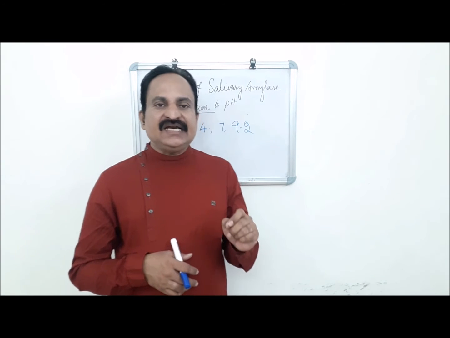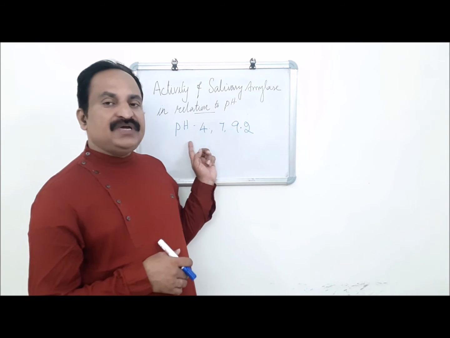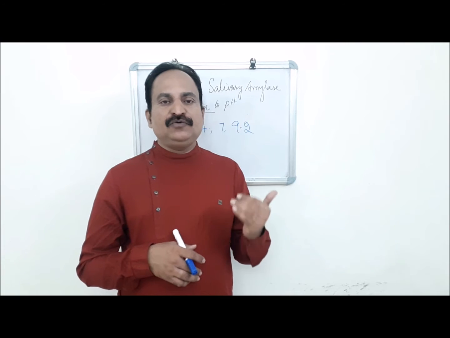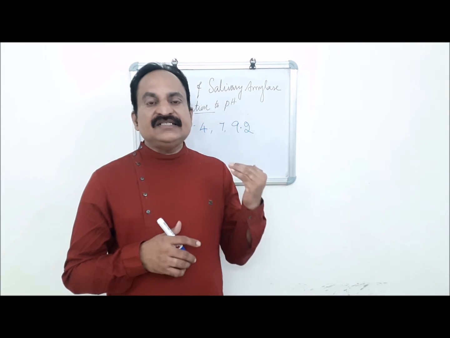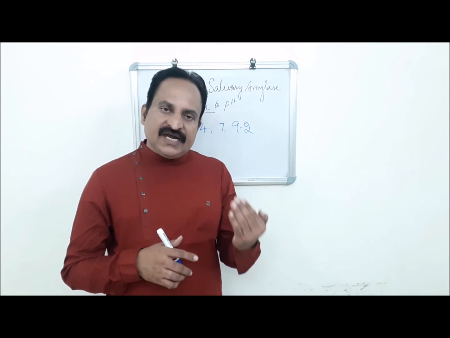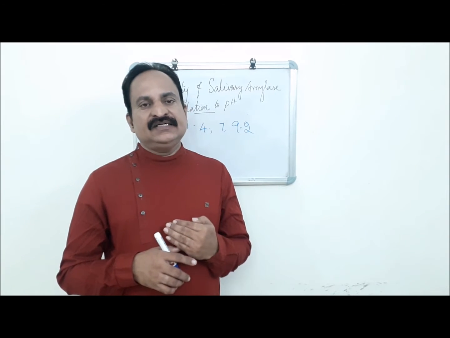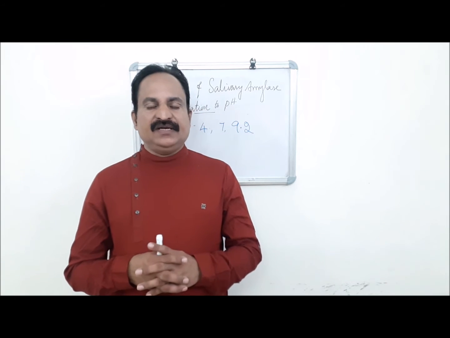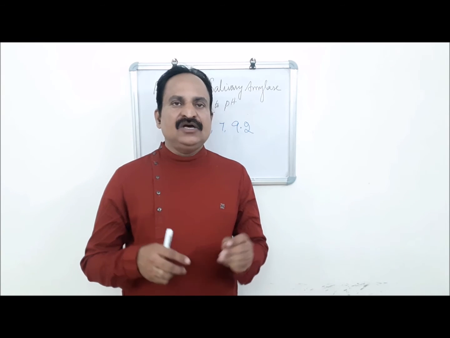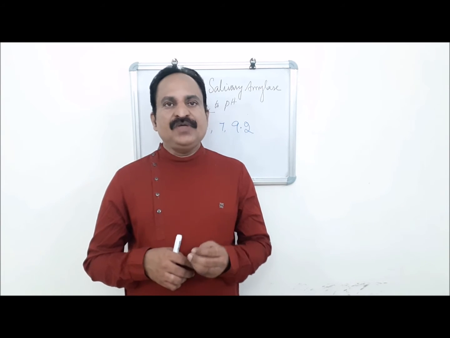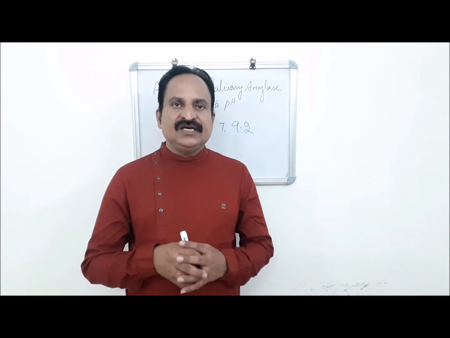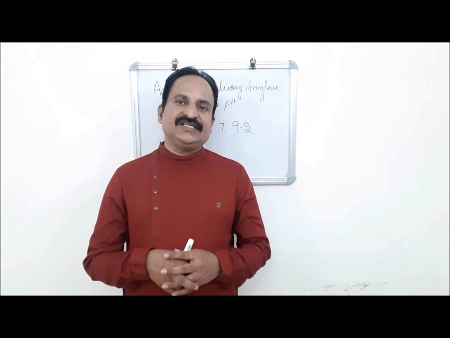Here we selected different pH: pH 4, which is acidic, 7 is neutral and 9.2 is alkaline. With these three different pH variations, we see how the activity or the rate of salivary amylase occurs. In this experiment, we determine the rate of activity of salivary amylase, or other name ptyalin, on the digestion of starch, that is the substrate, with the effect of pH using Schooler's sugar titration method.